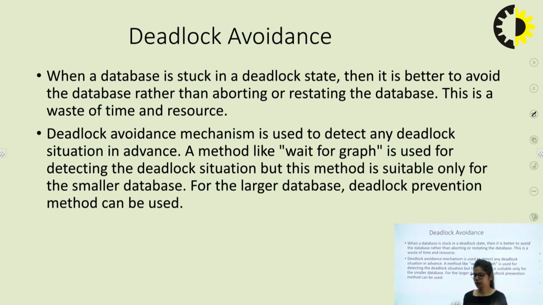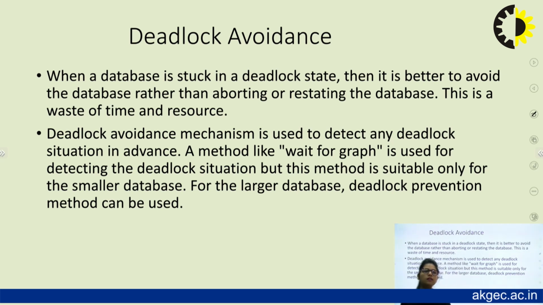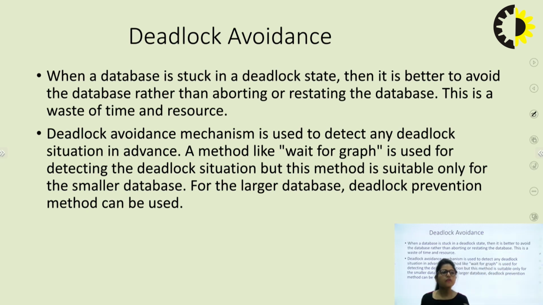Now, if deadlock has occurred, then we need something for avoidance, right? That's why we study deadlock avoidance. When a database is stuck in a deadlock state, it is better to avoid the deadlock rather than aborting or restarting the database. This is a complete waste of time and resources. A deadlock avoidance mechanism is used to detect any deadlock situation in advance. A method like wait-for graph is used for detecting the deadlock situation, but this method is suitable only for smaller databases. For larger databases, a deadlock prevention method can be used.